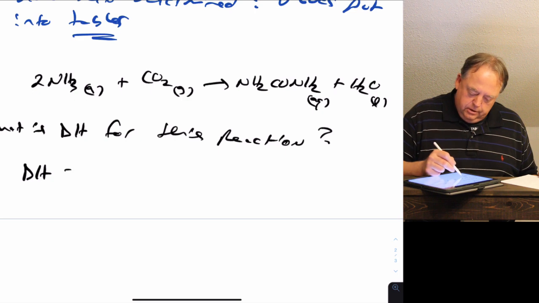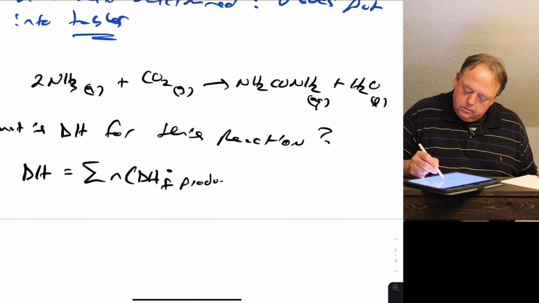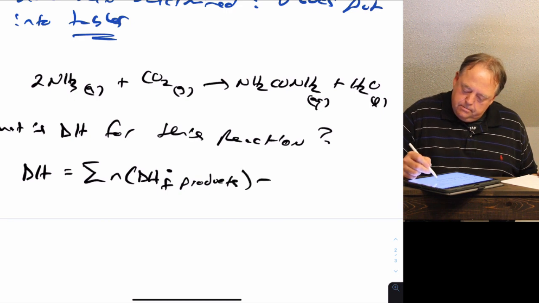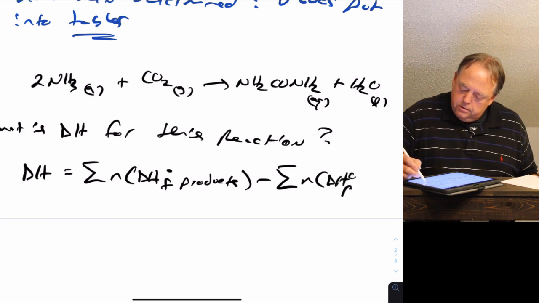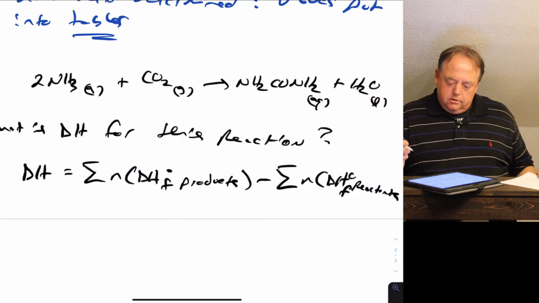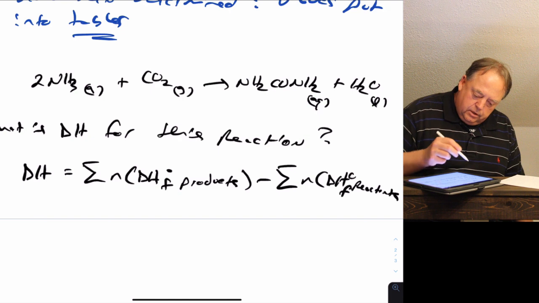Delta H is equal to the summation of the heats of formation of products minus the summation of the heats of formation of reactants. So you just look these values up in tables.